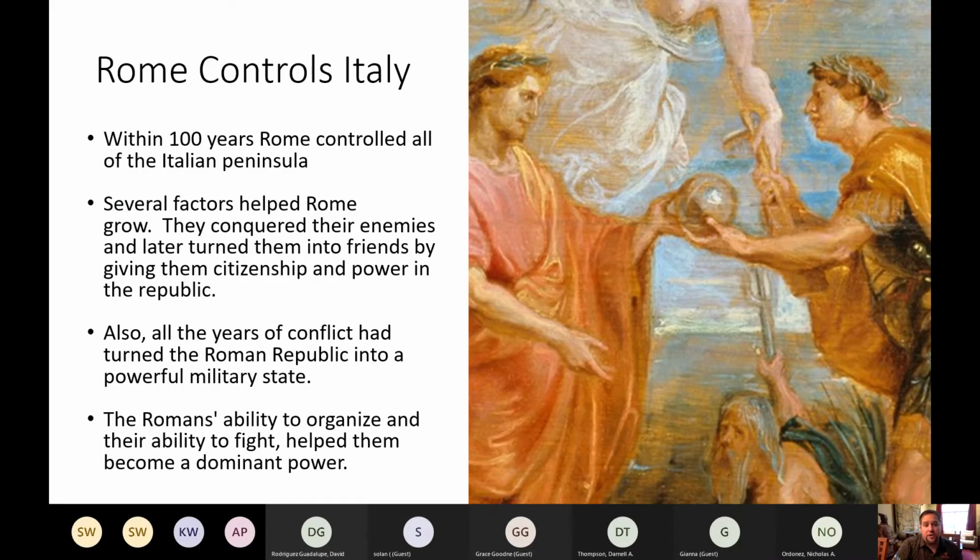So within 100 years of forming the republic, Rome controls basically all of the Italian peninsula. Several factors help Rome grow. The big one is that when they conquered their enemies, they later turned them into friends by giving them citizenship and power in this Roman Republic. Also, all the years of conflict had turned Rome into a powerful military state. So the Romans' ability to organize and fight helped them become the dominant power in the Italian peninsula.